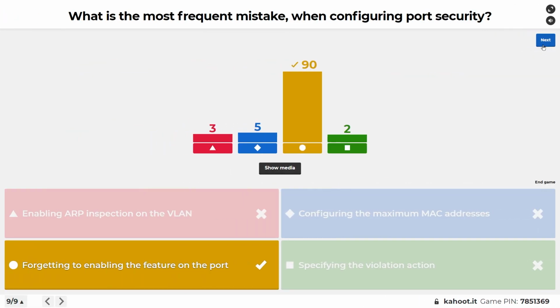All right, 90 people got the right answer. Forgetting to enable the feature on the port is indeed the number one most frequent mistake, because you can configure the maximums for MAC addresses. You can configure the violation action, but if you don't enable the feature, it's not going to happen.